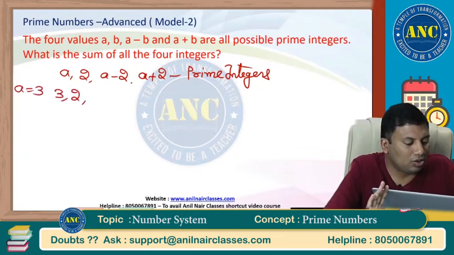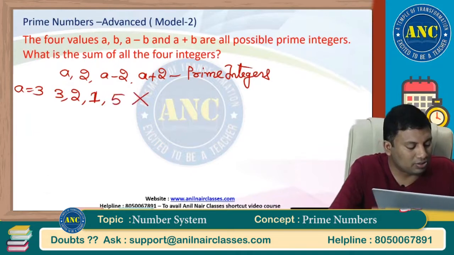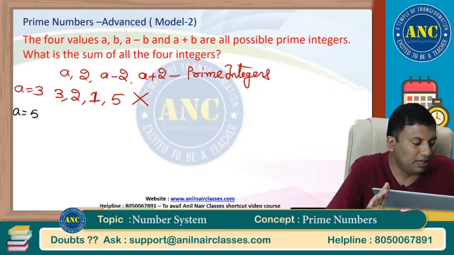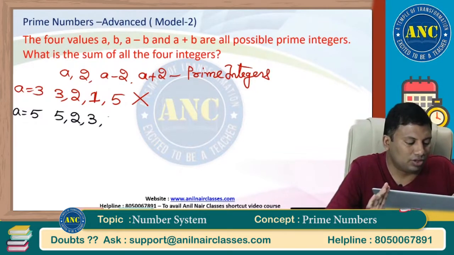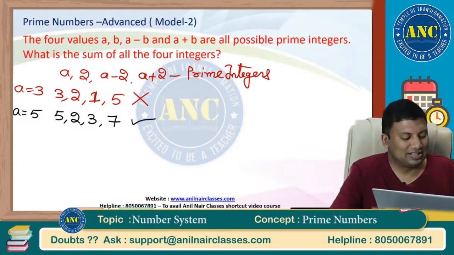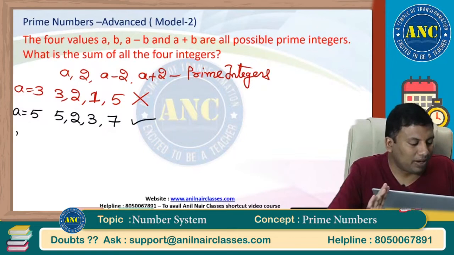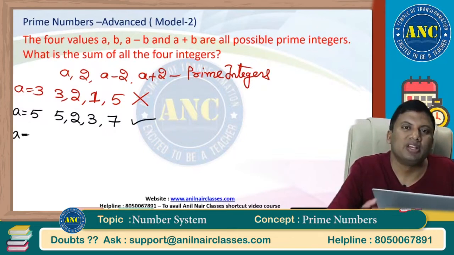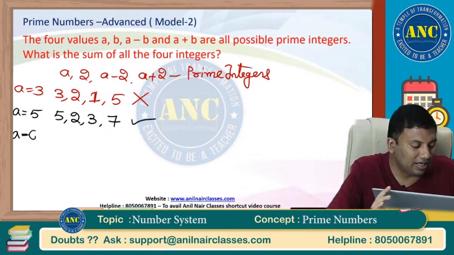3, 2, 3 minus 2, 3 plus 2. These are not possible, since 1 is neither prime nor composite. Let me take 5. 5, 2, 5 minus 2 is 3, 5 plus 2 is 7. 5, 2, 3, 7. These all are prime numbers. 5 is of the form 6k minus 1. Let me take other numbers which are of the form 6k minus 1.